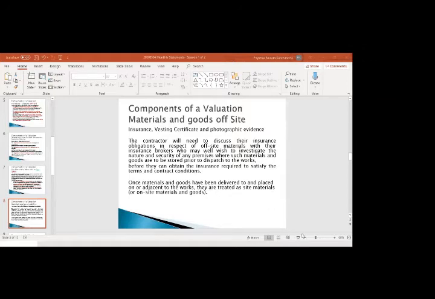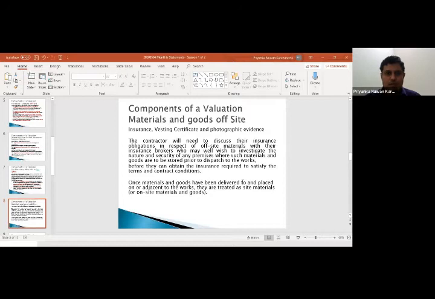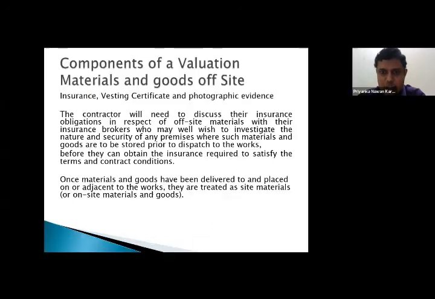Right. Now, when you're talking about materials and goods off-site, as I have told you, until the FIDIC 1987 version, there is no specific terminology called material off-site. But from 99 onwards, it was there. And in my second day, what I'm going to do is a comparison of these topics, to show how the concept of material on-site, off-site, and all these things has evolved.